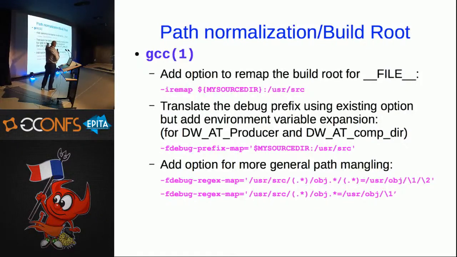So the first one is easy. It just remaps the path. The second one is a little bit more complicated. There is a -fdebug-prefix-map inside GCC right now. The problem is that you can't really put the source path in there, and that's why this thing is quoted around it. It's because if you put the source path, what happens is that the expanded source path ends up in the DW_AT_producer and DW_AT_comp_dir path.